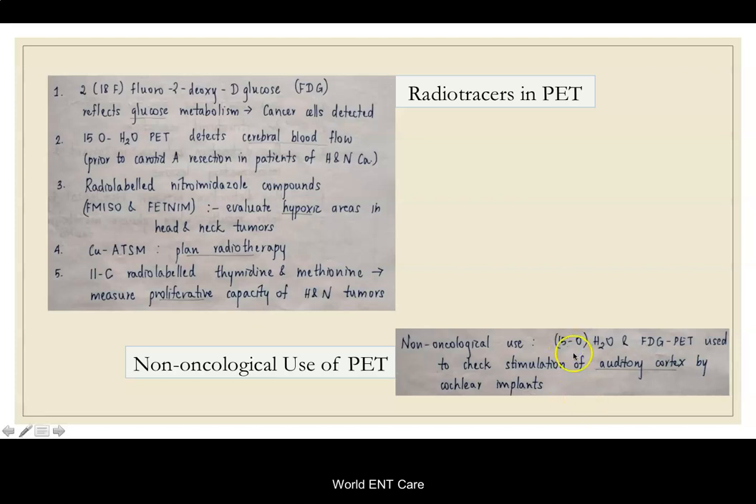You can use 15OH2O and FDG PET to check stimulation of auditory cortex by cochlear implants. This is a non-oncological use of PET scan to check stimulation of auditory cortex by cochlear implants.